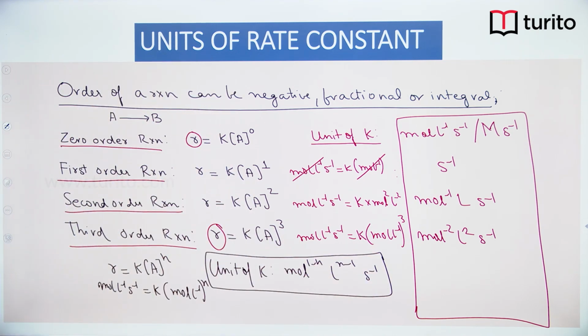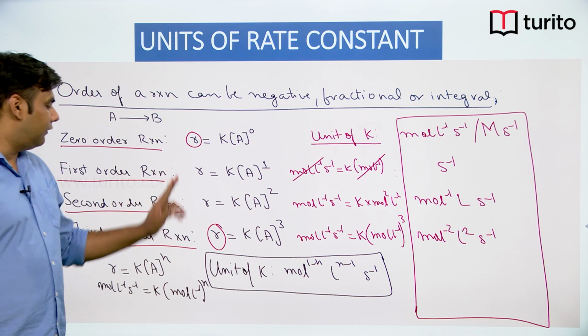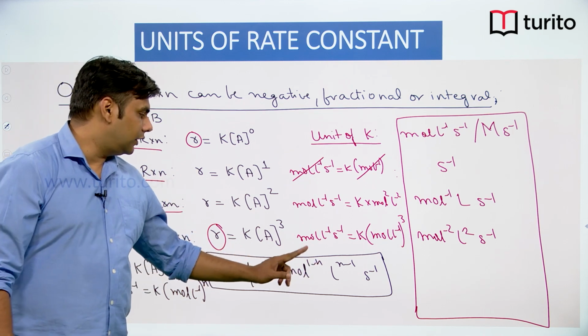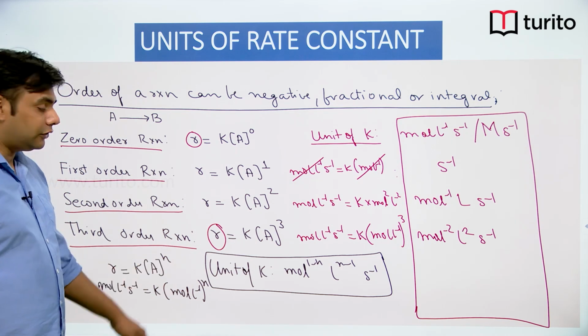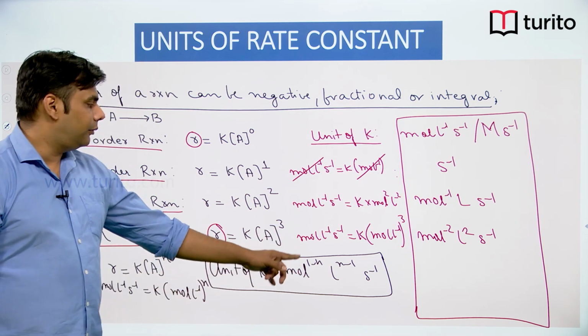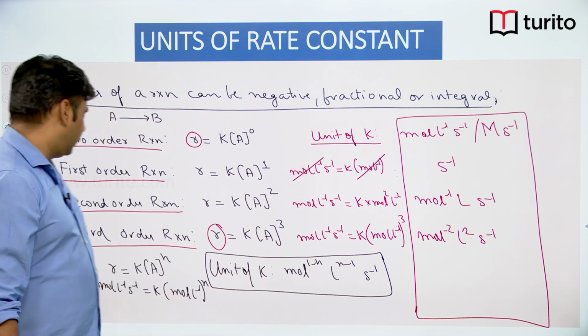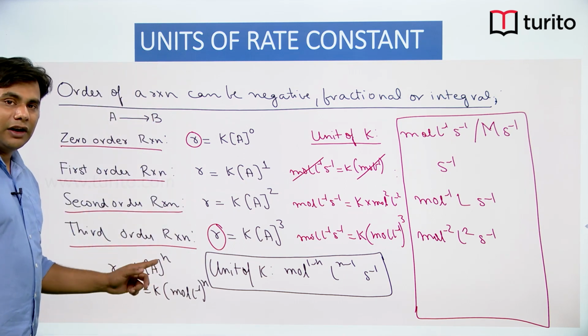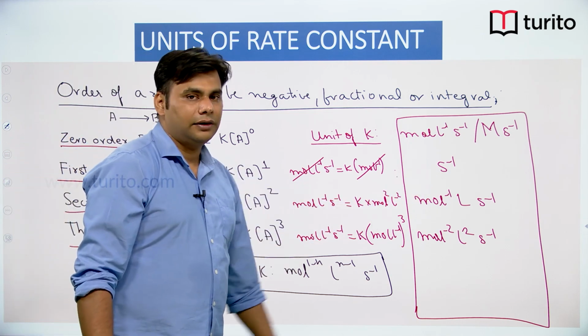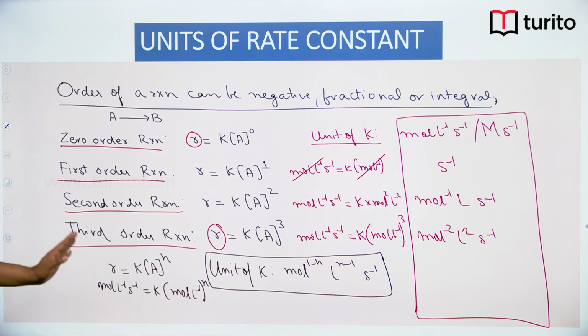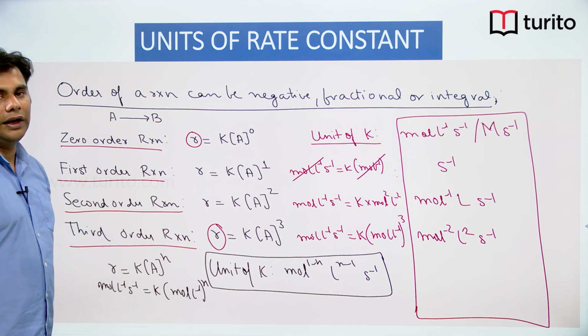We can also verify it. If it is a zero order reaction, the value of n would be 0, so this comes out to be mole per liter per second. If it is a first order reaction, n is equal to 1, so this will be per second. If the order is 2, then n is 2, and you get per mole liter per second. Similarly, you can check for a third order reaction or any fractional order reaction as well.